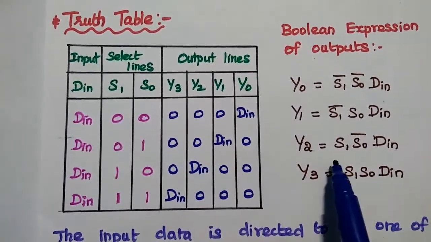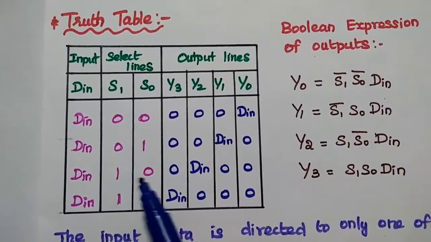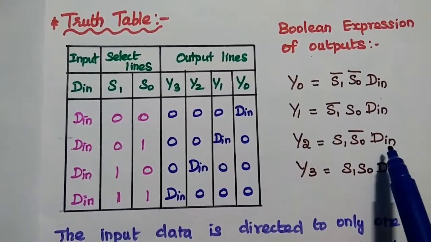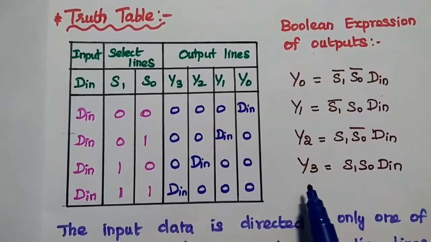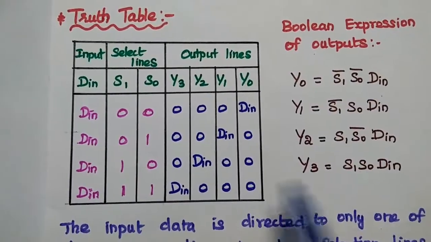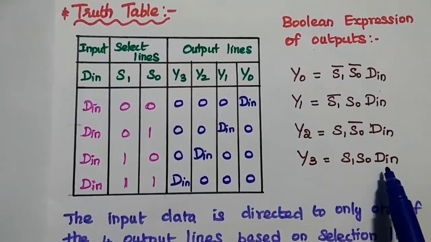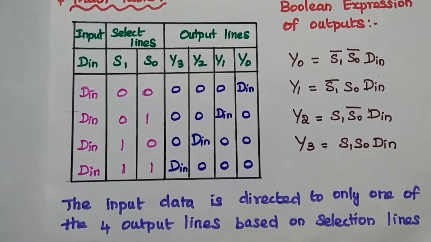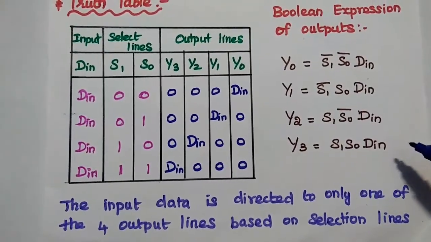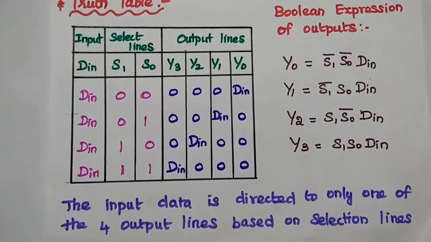Y2 is equal to S1 S0' D_in, since here 1, 0 means S1, S0 bar, and D_in is the input data. Similarly, Y3 is equal to S1 S0 D_in, where both are 1. Do you all understand this? So these four are the Boolean expressions of the output signals.